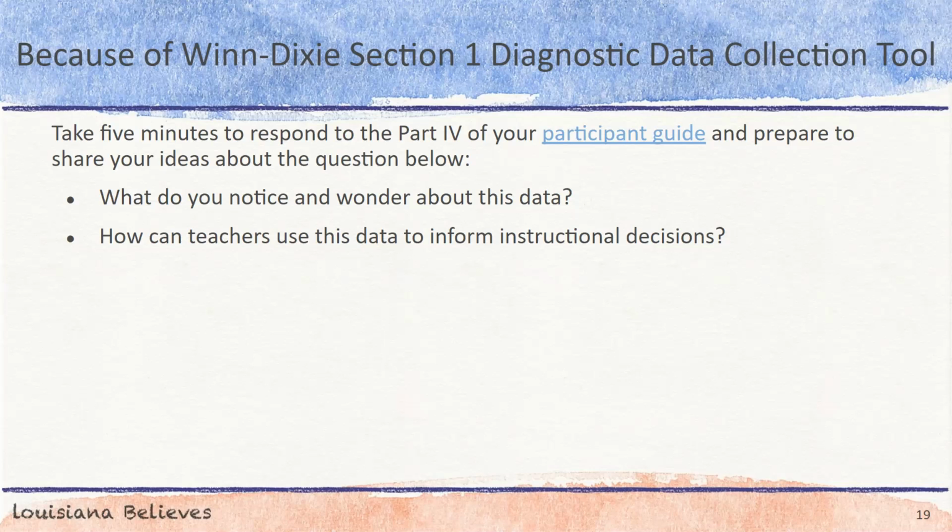We have about 1 minute remaining. Remember, we're just looking at the data piece from the knowledge checklist from Because of Winn-Dixie section 1 and noting what do you notice and wonder? And then how can teachers use this data to inform instructional decisions? You're going to need this information a little bit later on as we dig deeper into some of these activities.